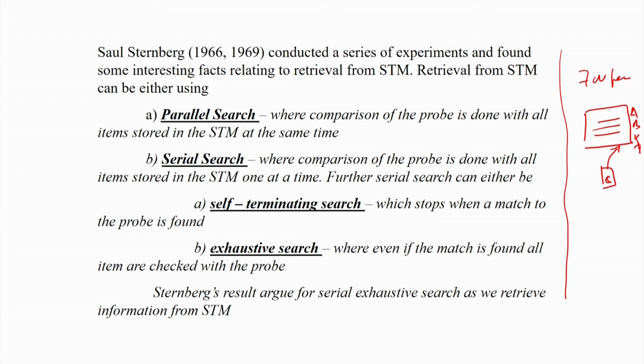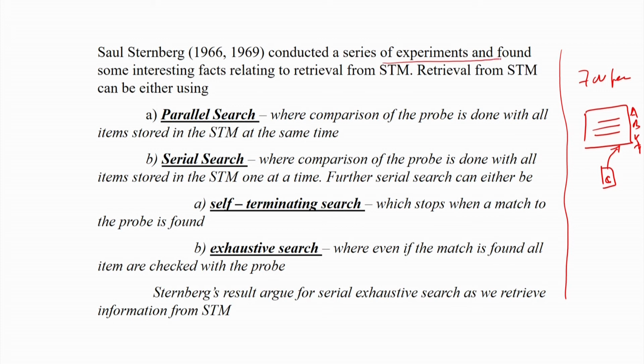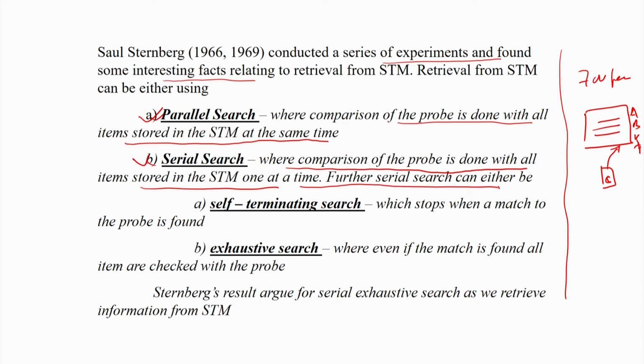From his experiments he came up with a very interesting proposal. He conducted this experiment and found some interesting results. First, something called parallel search. When the probe is compared with all items stored in the STM at the same time, it is called parallel search. So, if C is searched against every one of these items at once, it is a parallel search. But when the probe is compared with the items stored in the STM one at a time, it is called serial search. So, the question here was which of these two searches would be the result of the experiment.